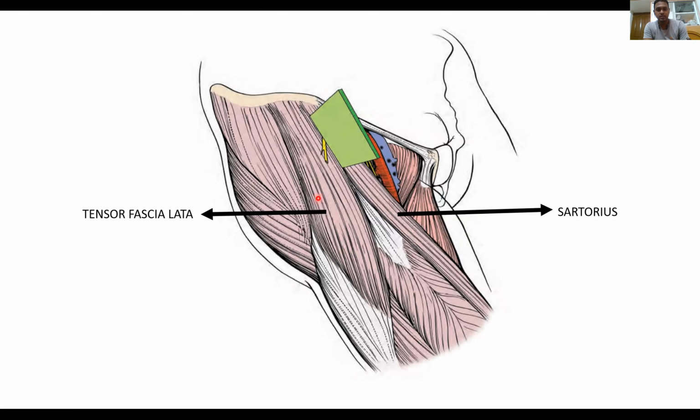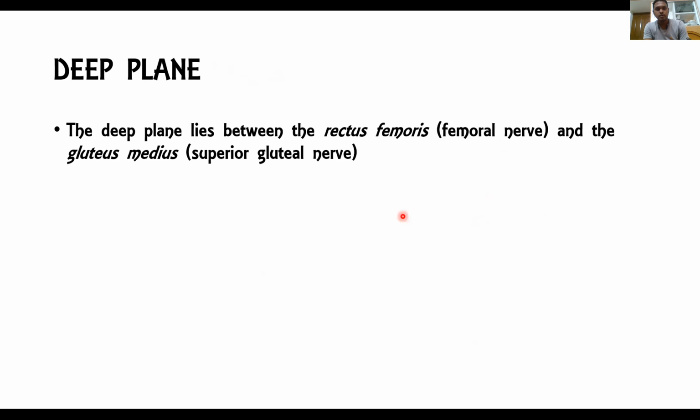For your orientation, this is the lateral side. You can see tensor fasciae lata will be on the lateral side. This is somewhat anterior to medial. So the deep plane, we have already seen that the superficial plane is between sartorius and TFL. The deep plane is between rectus femoris and gluteus medius. We all know rectus femoris has two heads. Rectus femoris is supplied by the femoral nerve and gluteus medius is supplied by the superior gluteal nerve. This is another internervous plane.